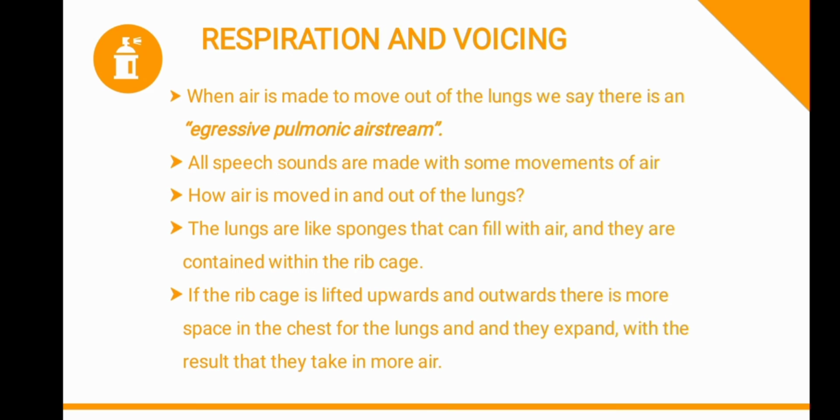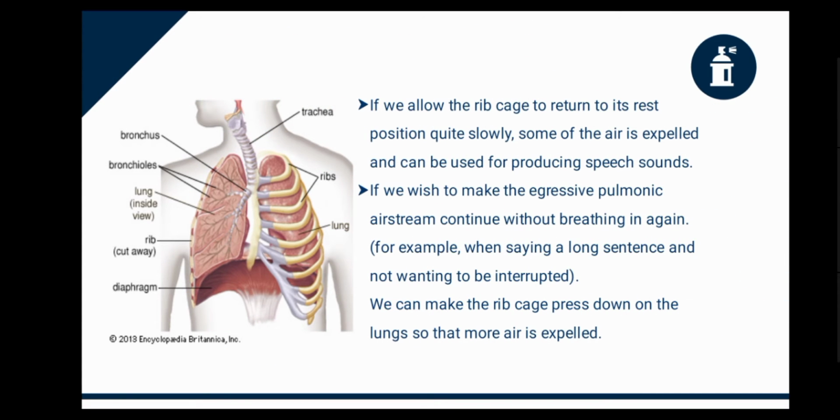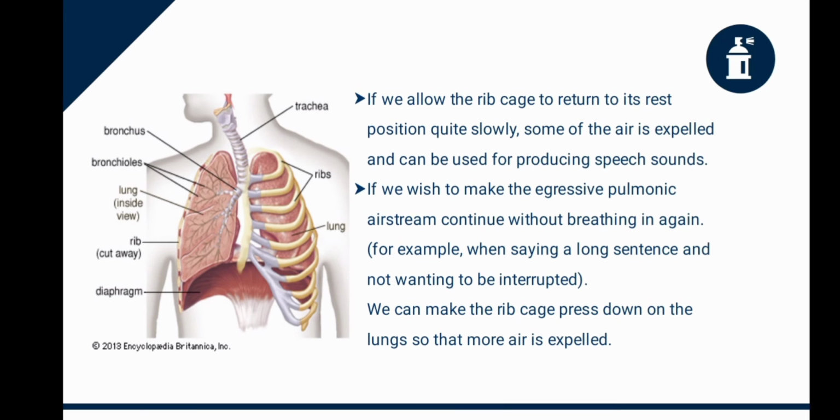If the rib cage is lifted upwards and outwards, there is more space in the chest for the lungs, and they expand, with the result that they take in more air. If we allow the rib cage to return to its rest position quite slowly, some of the air is expelled and can be used for producing speech sounds.